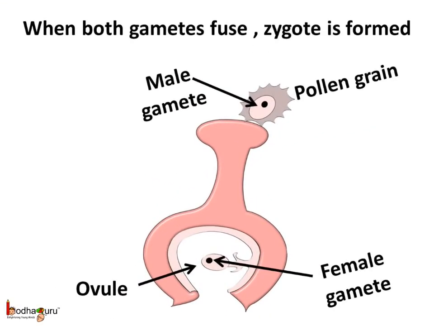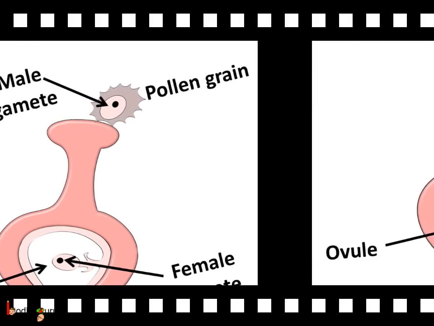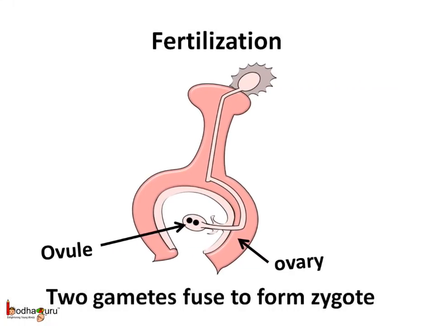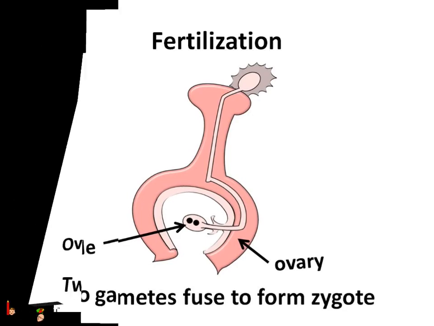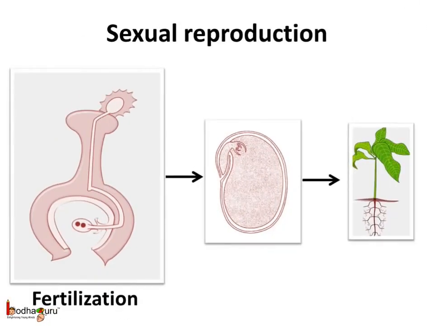So when two different types of gamete cell fuse, the zygote is formed and this zygote grows into an embryo. As the pollen grain comes from the male part of the flower, it consists of the male gamete and the ovule consists of the female gamete. This process of fusion of male gamete and the female gamete to form a zygote is called the fertilization. The zygote is formed due to the fertilization.